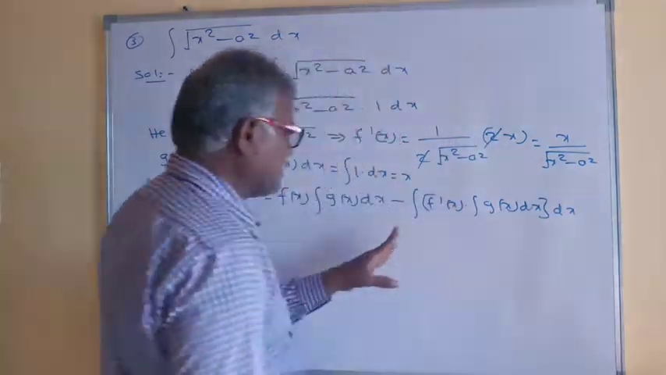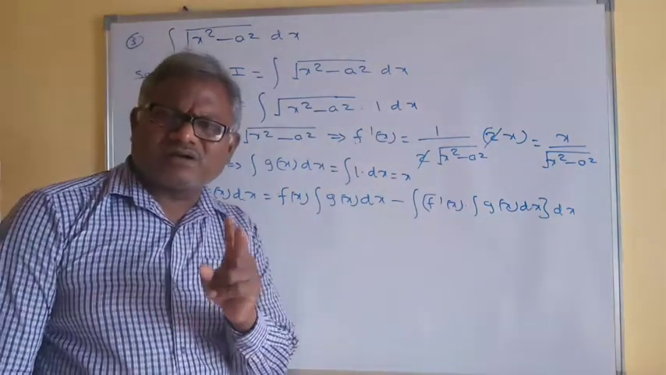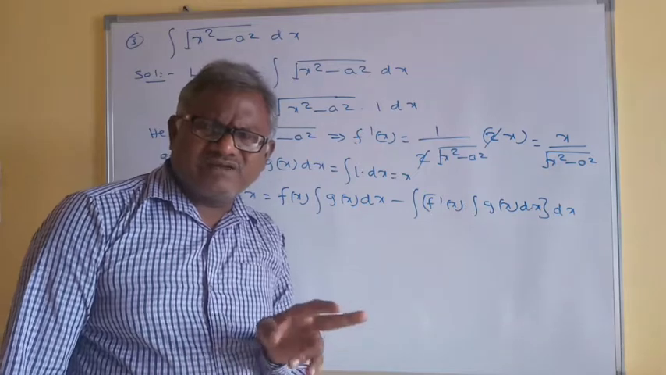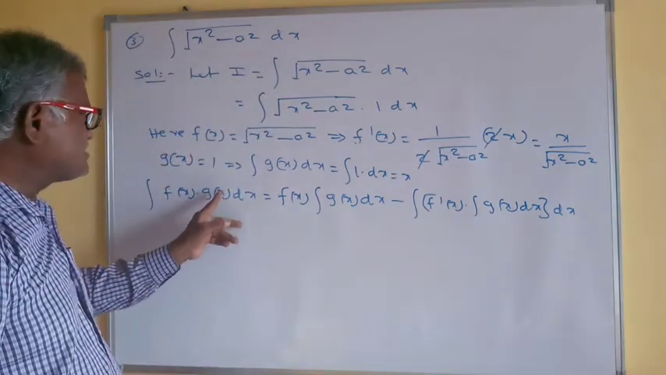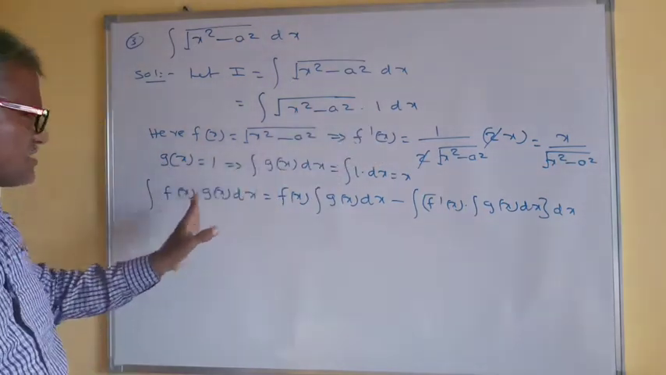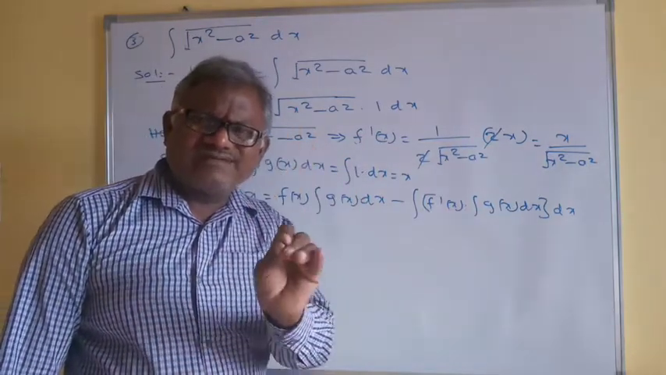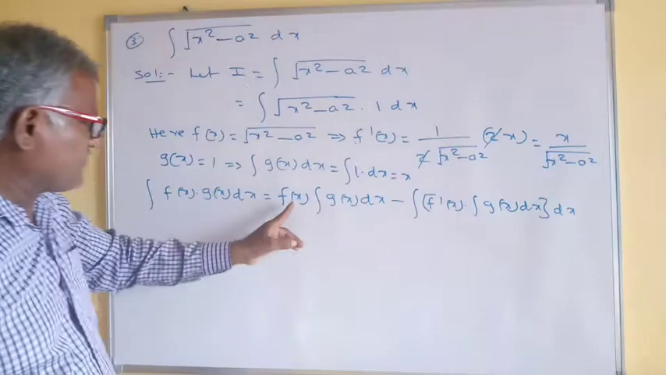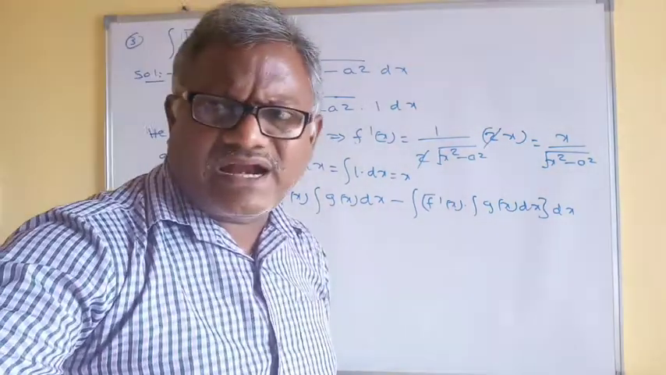Okay, this is the formula for integration by parts. To evaluate the product of two functions, always you have to consider f of x and g of x, two different functions. Here this is f of x and this is g of x. For the first function you have to find the derivative. For the second function you have to find the integral value. So first into second integral minus first derivative into second.